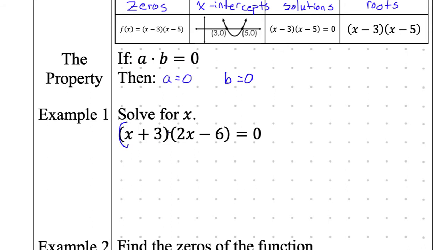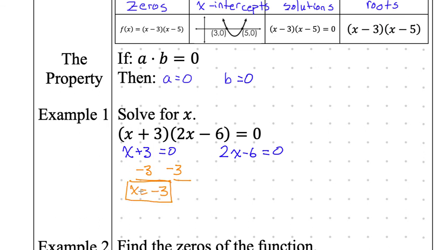So if I have two things being multiplied together, I have this x plus 3 times this 2x minus 6, one block times another block, set equal to 0. I'm going to set the first block equal to 0. So if this x plus 3 is 0, that's a solution, and then this 2x minus 6 is also a solution. And then I solve each of them. From here, I'm going to subtract 3 on both sides, and that's going to give me x is equal to -3, which is one of the two solutions.